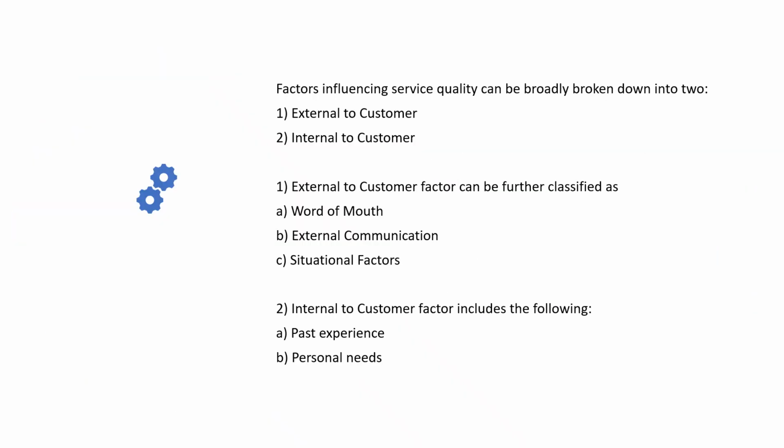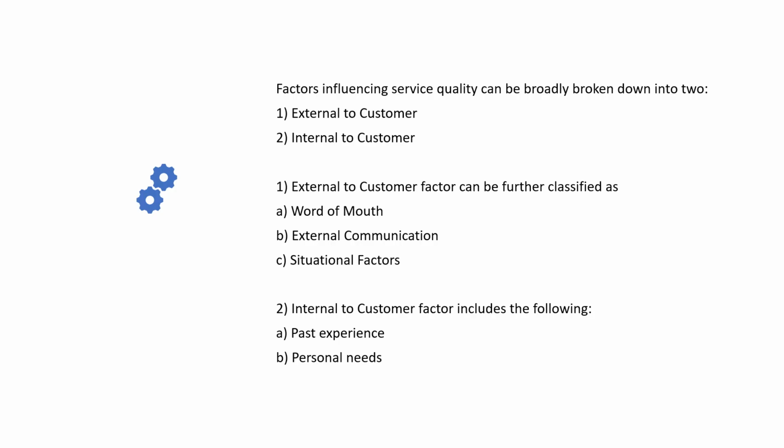After seeing the dimensions of service quality, let us see the factors influencing service quality, which are categorized into 2, that is external to customer and internal to customer. And under the external to customers, we have 3. The first one is word of mouth. This is information customers hear from friends, from family, from other customers, and also from online reviews. Today, the advancement of technology leads to so many online reviews, and customers go through that.